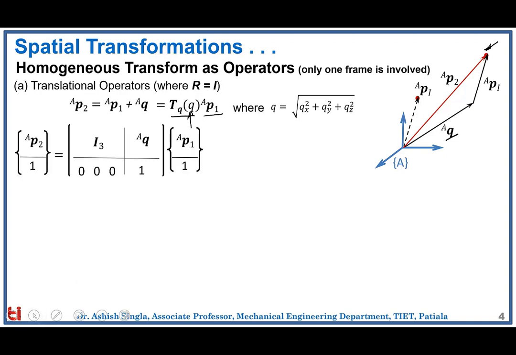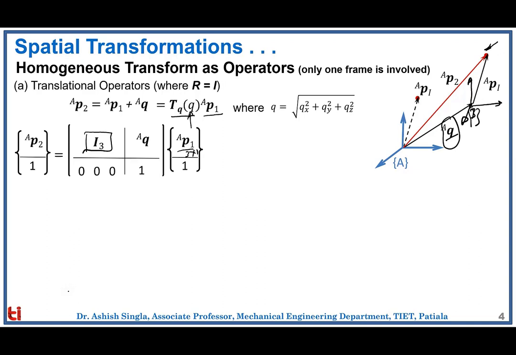like this way, where the point P1 on which this TQ should operate is a 3x1 vector, and I3 represents the rotation matrix. Let's assume that there is a frame B here, and this frame B is translated by an amount QA. As both the frames have the same orientation, the rotation matrix is I3, and the origin of frame B with respect to frame A is shown by QA.